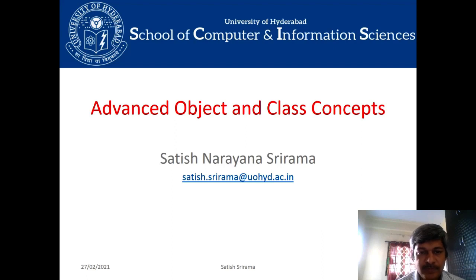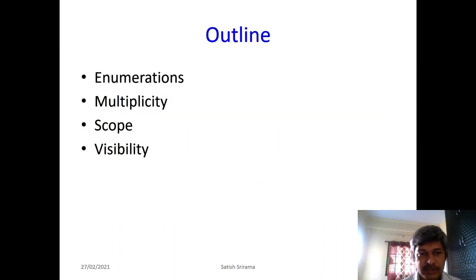Good afternoon, everyone. In this video, we'll be talking about advanced object and class concepts. As part of this video, we'll be talking about enumerations, multiplicity, and then scope and visibility, and what these things are. We'll be looking at all these things.